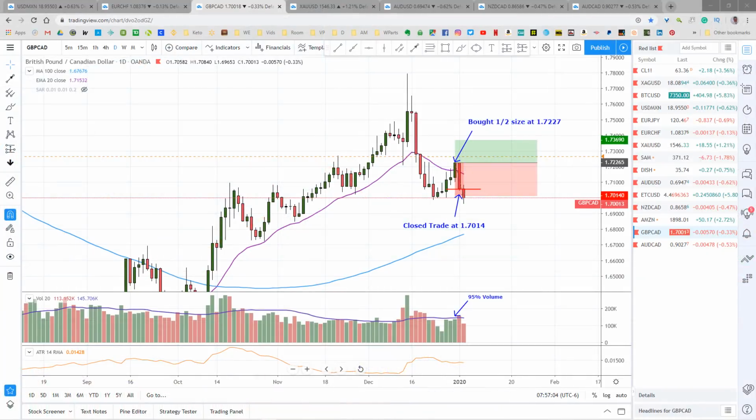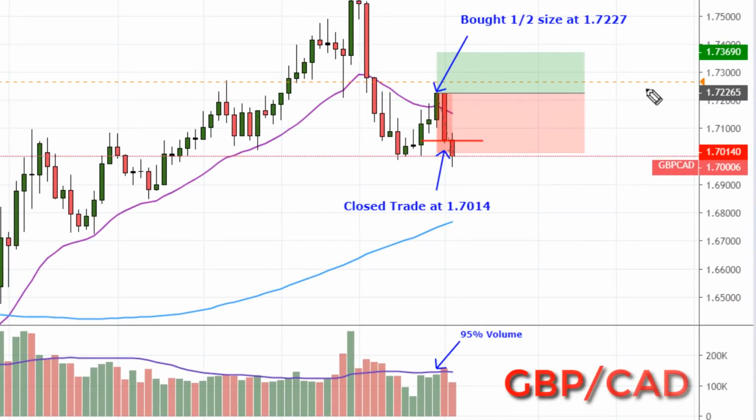I bought this Great British Pound Canadian dollar on the close above the 20 EMA right here. Since it was only 95% volume, it was only a half size position. Then according to the rules, I closed the position when the candle closed back down below the 20 right here for a small loss. I'll continue to watch this and buy it again on a close above the 20 EMA, but be sure to watch the volume and make sure it hits the volume average to re-enter at full size.